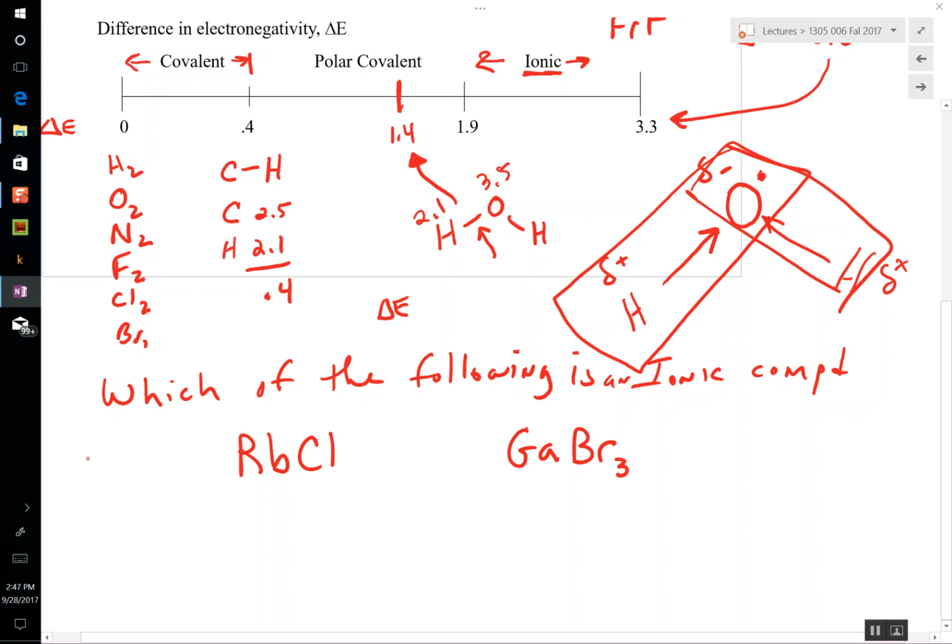All right, so chlorine is 3.0. Rubidium is what, 0.8?